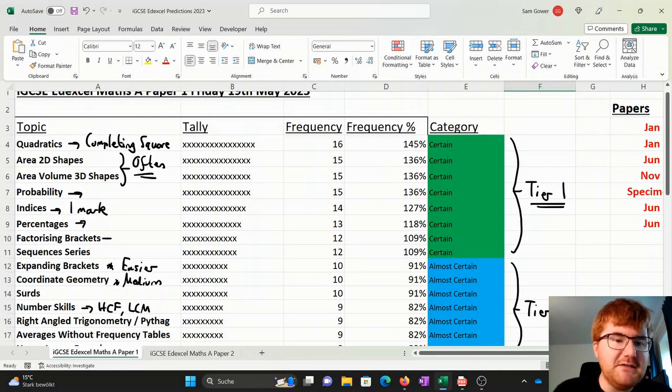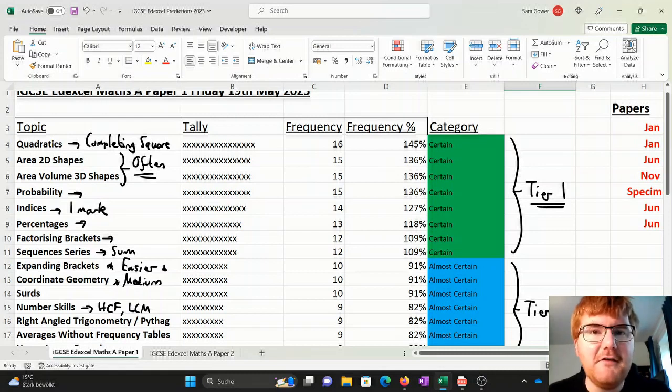And of course, factorizing brackets, the kind of twin of expanding brackets, again coming up a whopping 109% of the time. And then sequences and series, the last thing I want to mention here. This can come up as working out the nth term of a particular sequence, but you can also use the sum formulas, which are on your formula sheet. So please don't forget about your formula sheet. It is very, very helpful.